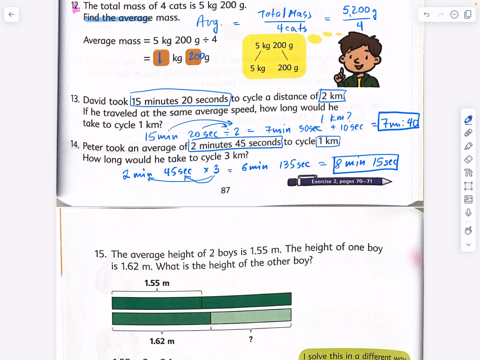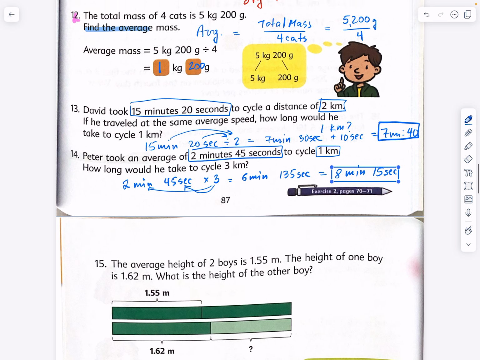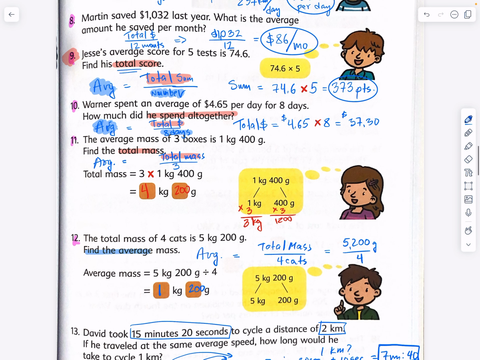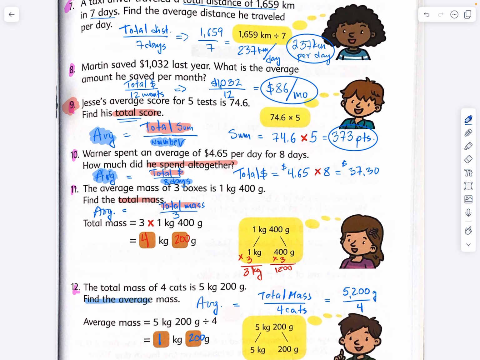My friends, this is your first introduction to word problems about average. Remember, the point of today's lesson was not only to find the average speed, average amount spent, but also to use inverse operation to figure out the total, just like we did in examples 9, 10, and 11.